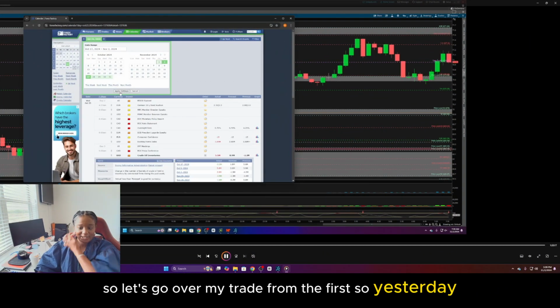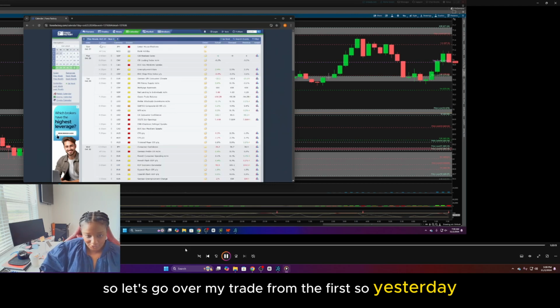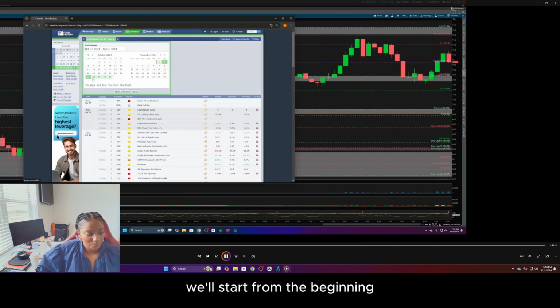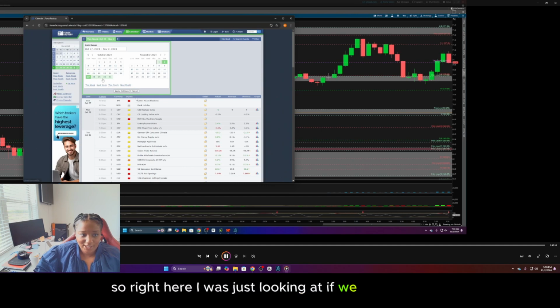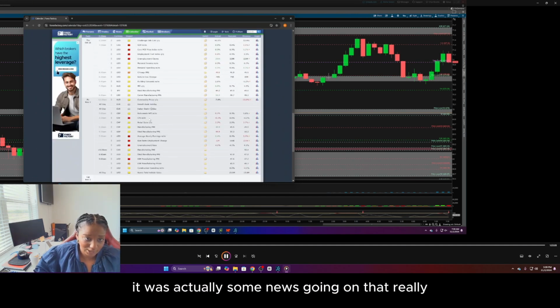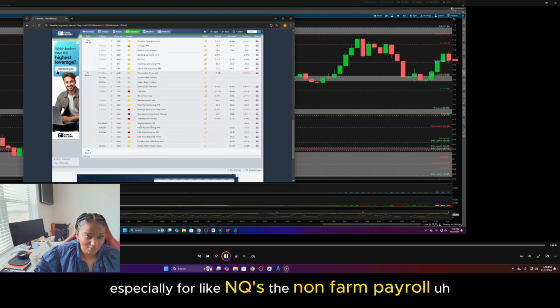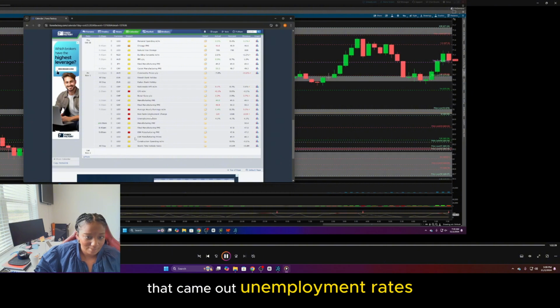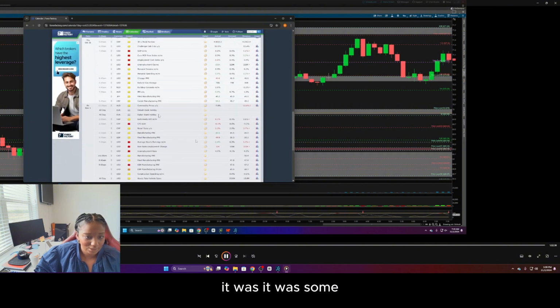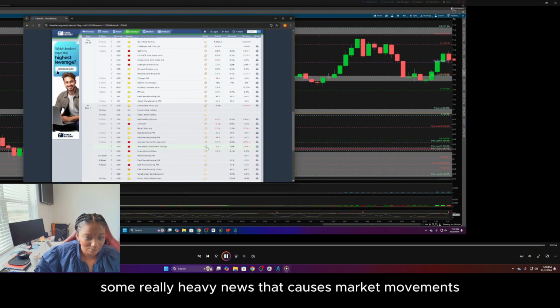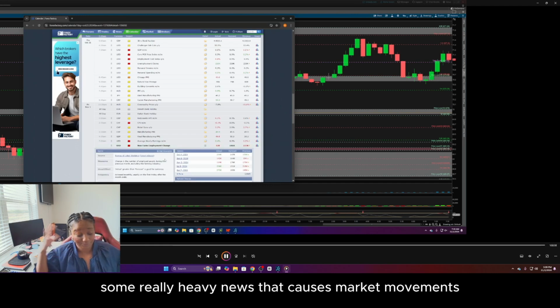All right, so let's go over my trade from the first, so yesterday. We'll start from the beginning. So right here, I was just looking at if we had any news. There was actually some news going on that really impacted the market for the day, especially for NQs, the non-farm payroll that came out, unemployment rates. It was some really heavy news that causes market movements.